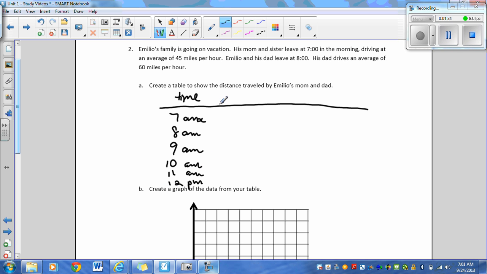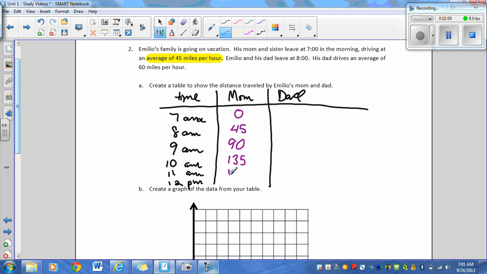And then we have Mom and Dad. So Mom and sister leave at 7 a.m. in the morning. So they're at home at 7. And then an hour later, since they're driving at 45 miles per hour, they're going to be 45 miles away. And since they're driving at a constant rate of 45 miles per hour, you're just going to add 45 every time. So they'll end up 225 miles away by noon.